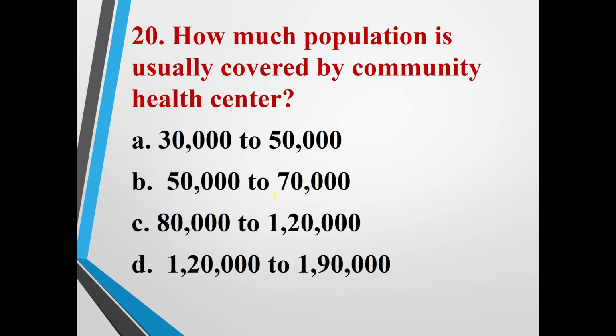Next question. How much population is usually covered by a community health center? Options: A, 30,000 to 50,000, B, 50,000 to 70,000, C, 80,000 to 1,20,000, D, 1,20,000 to 1,90,000. Answer is C, 80,000 to 1,20,000.